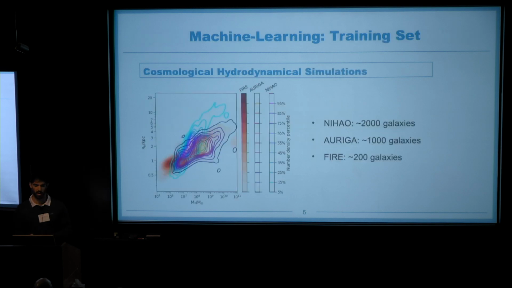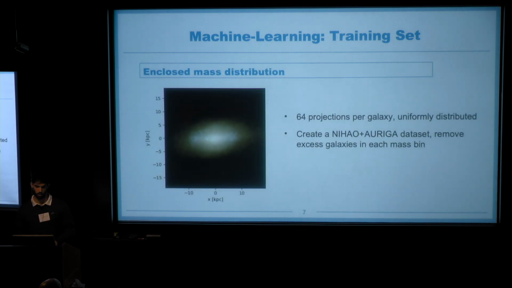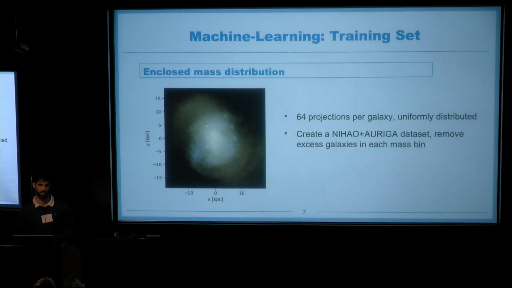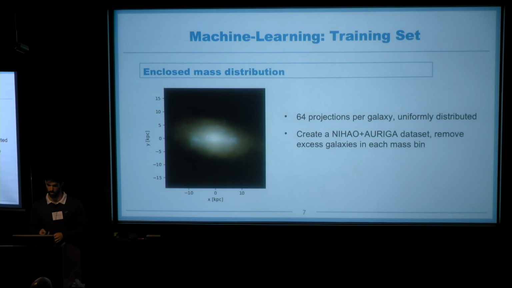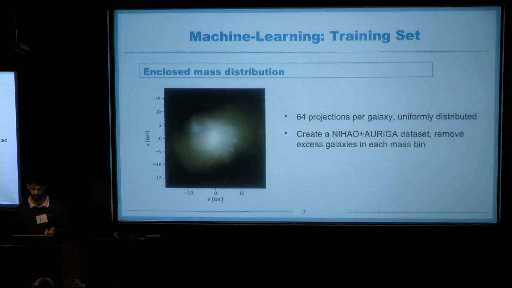So our training set are cosmological hydrodynamical simulations. We have the Nihao galaxies that Julen already talked about, but I also gathered simulations from the Auriga project and the FIRE project. And here you can see that they span different regions in the 2D plot of half-light radius versus stellar mass. So for all of these galaxies, we make 64 rotations uniformly distributed across the unit sphere, and we create a dataset of Nihao and Auriga galaxies for training.